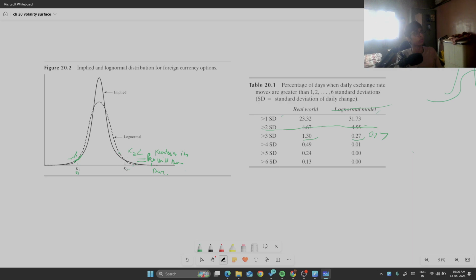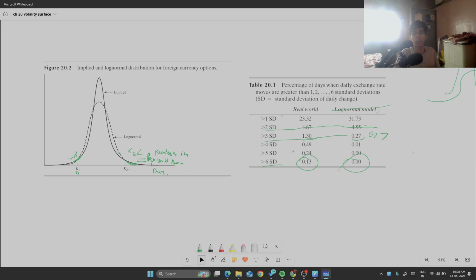The kurtosis is more, you can see this, and in real life there is a higher probability of a third standard deviation move, and the data goes like this. Let's say a six standard deviation move: the model says 0.00%, but in real life there is a 0.1% chance of a very large jump. This accounts for the fact that in the real market there are jumps, and that can change the distribution of our asset price.